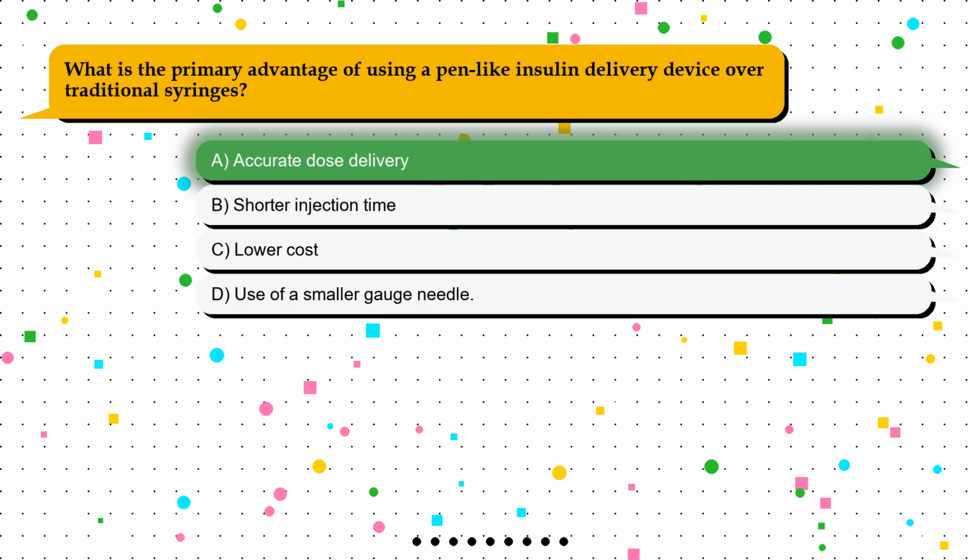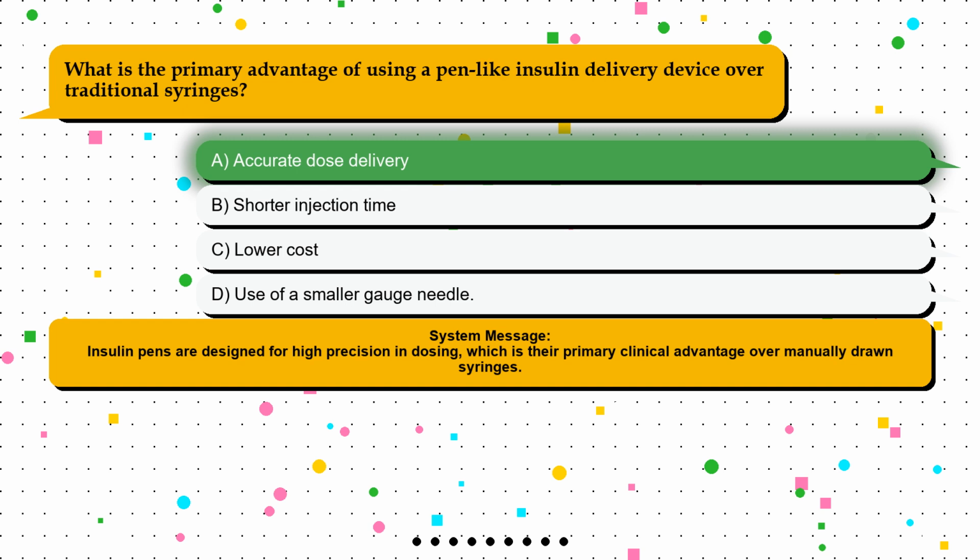The correct answer is option A, accurate dose delivery. Insulin pens are designed for high precision in dosing, which is their primary clinical advantage over manually drawn syringes.